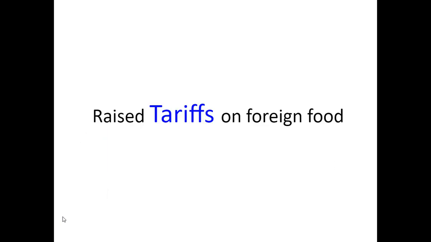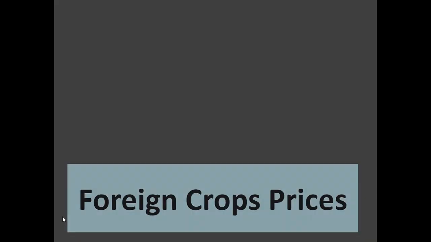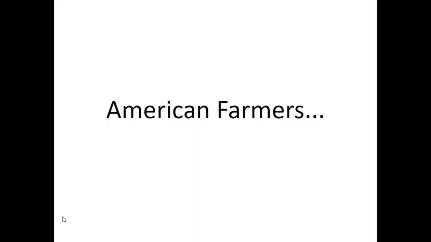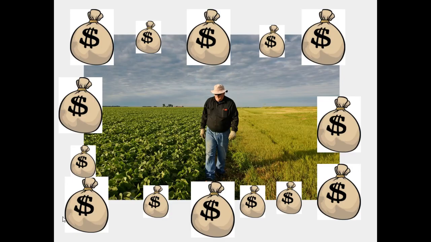So Harding decides to help, and he raises tariffs on foreign food. So foreign crop prices made by companies from around the world go up in price because we say, hey, you're going to pay a tariff. If you want to sell your goods in the U.S., you're going to have to pay a huge tax, which raises those prices. American farmers now are like, yes, now our crops are the cheapest, and people are going to buy from us, and that helps us.